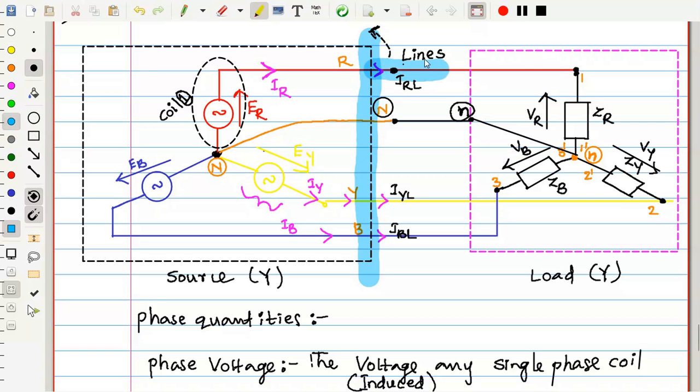External to the generator is generally referred to as lines. This portion is the line. We call it a transmission line. You will see outside, there will be some transmission lines, used for transmitting the power. So here, internal to the generator, we call them phases. Once external to the generator, wires are there, and those wires we call lines. Now try to observe that these line currents are equal to phase currents.